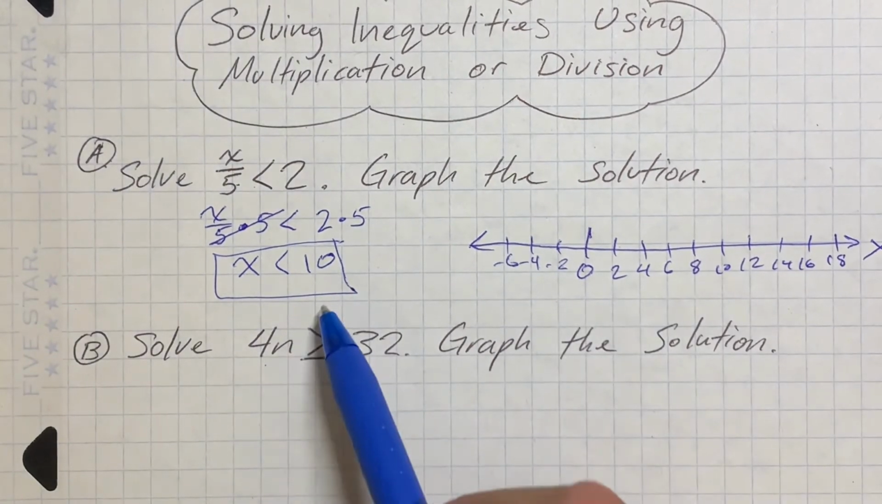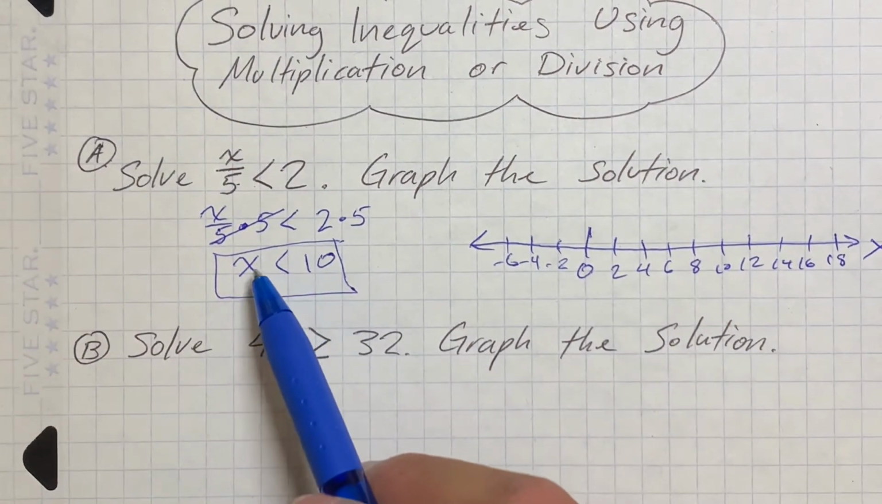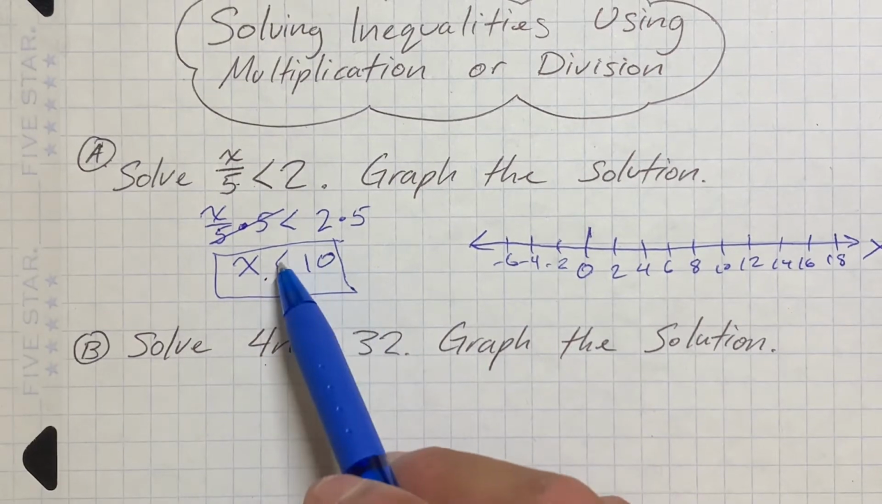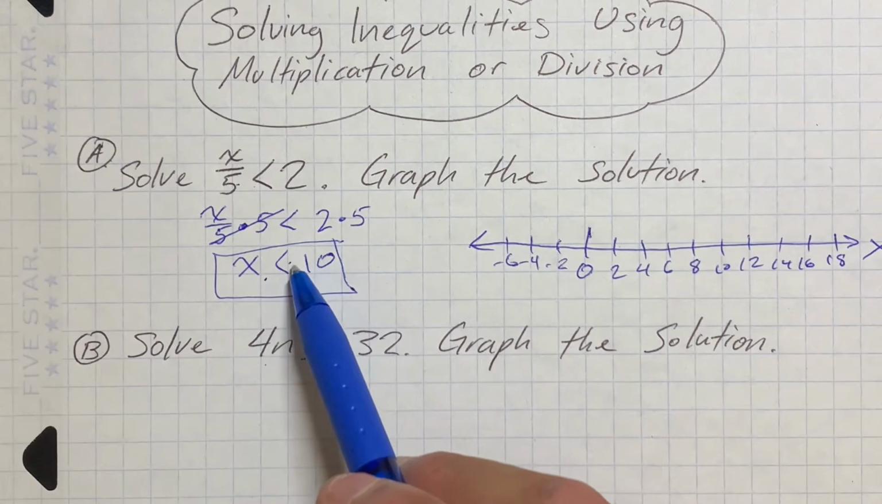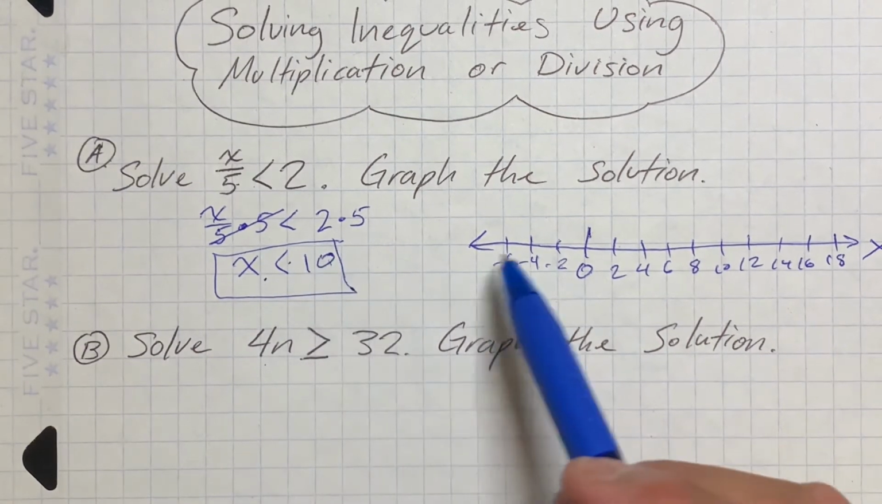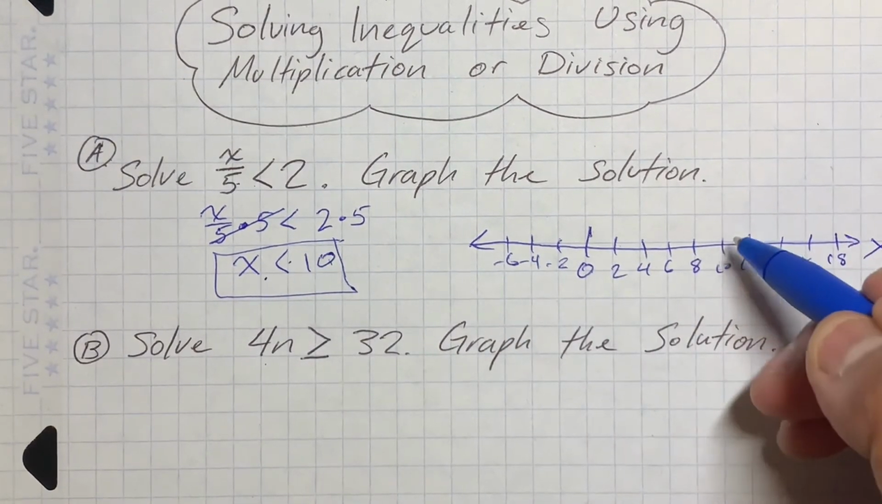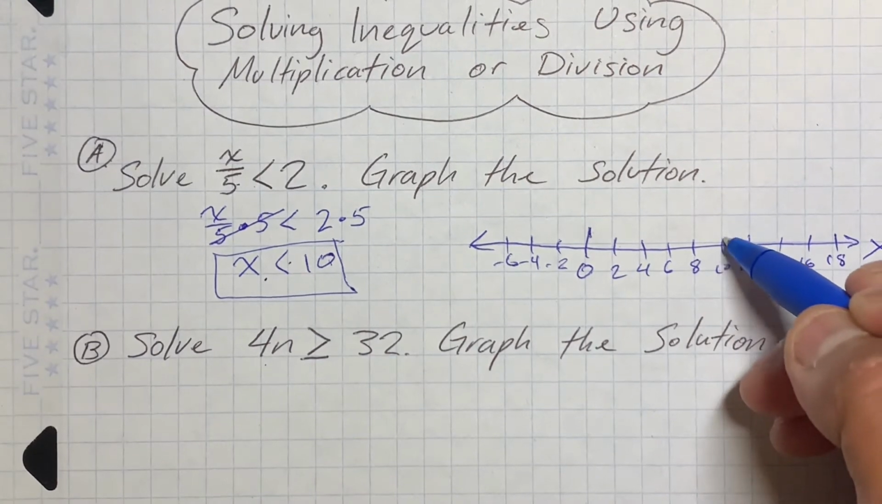Now, since we're going to graph this, we know that whatever x is, it's less than 10. Since it's just a less than symbol, it's going to be an open circle. So let's find positive 10 on the number line. Right there's positive 10. So we're going to have an open circle.